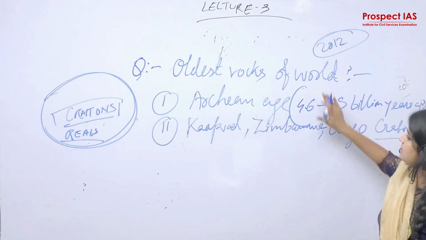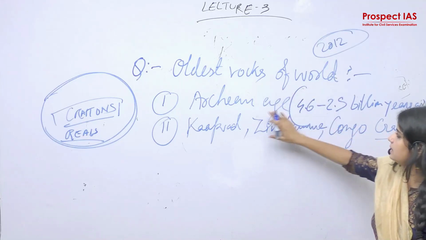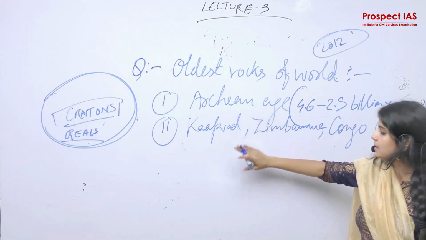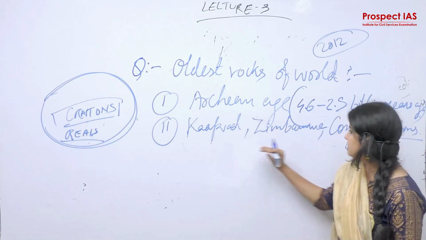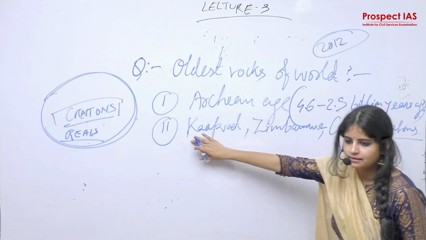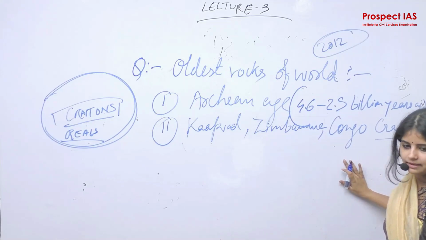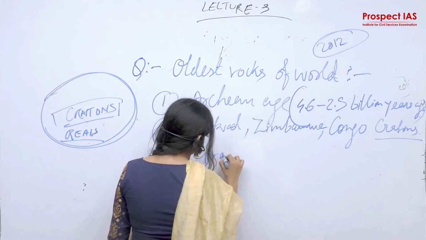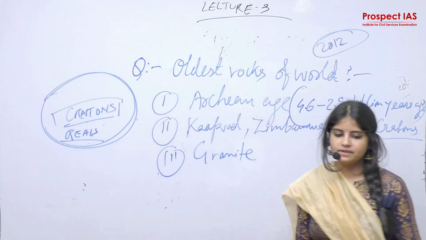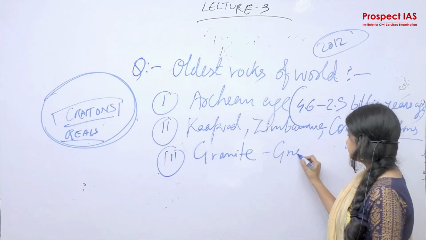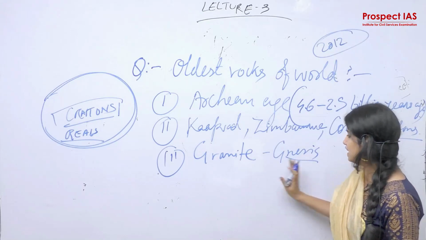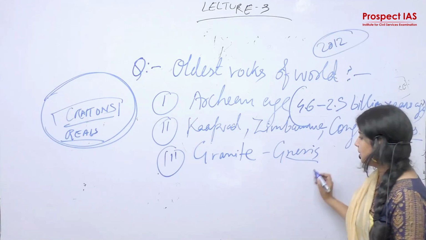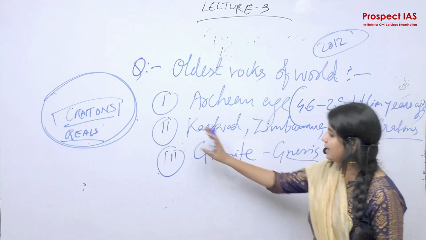The assertion of this statement says the oldest rock of the world is dated from the Archean age, this old. The second statement says it is situated in Kapwal, Zimbabwe and Congo, these three are in Africa, right? And what is the composition of these rocks? Granite. The genetic structure of this rock is granite. So correct this statement.